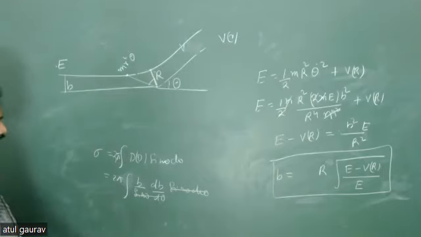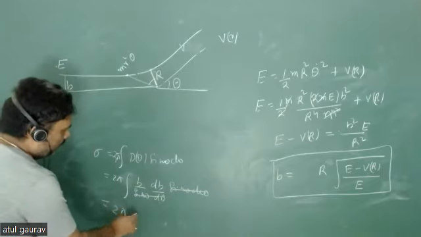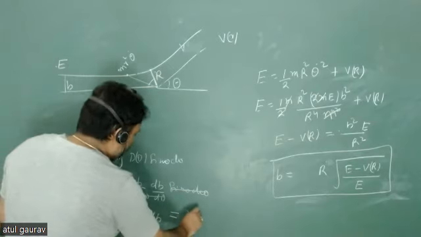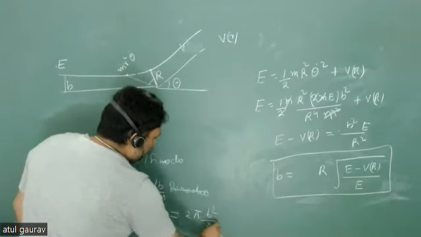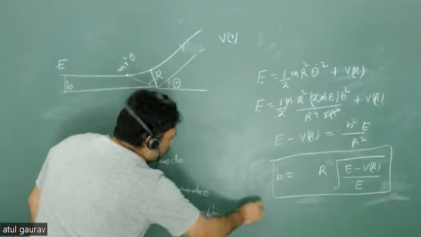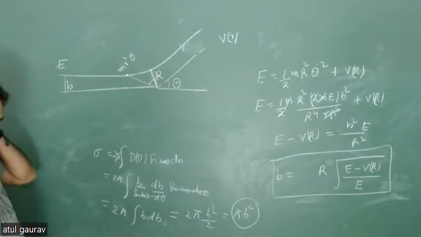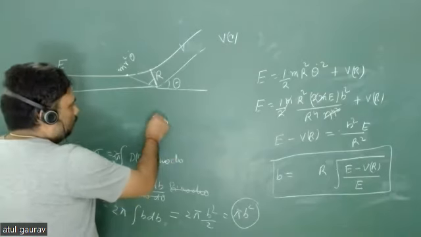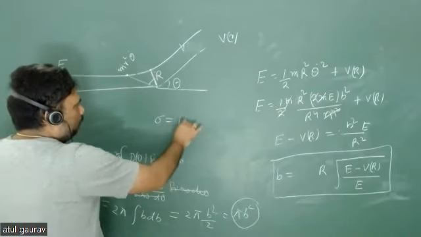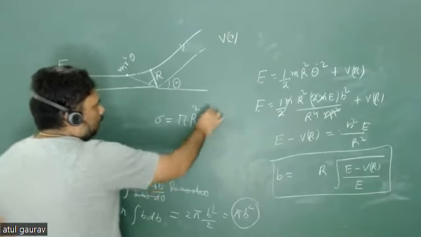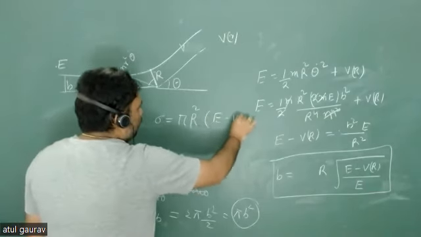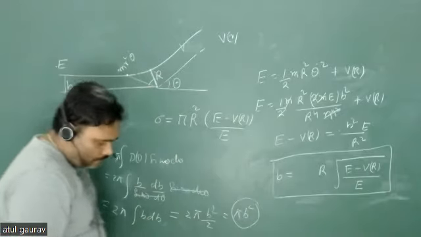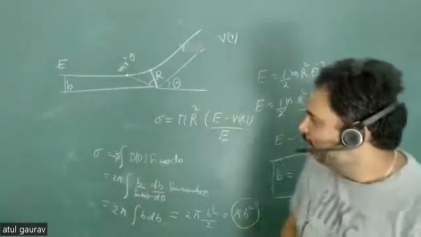Yes, sir. So what will happen? This value is 2 pi b db, and that value is equal to 2 pi b square by 2, that is pi b square. Yes? Yes, sir. So you can easily calculate this particular thing. So your total scattering in this part is pi r square E minus VR by E. Look at this, is dimension of area, isn't it?